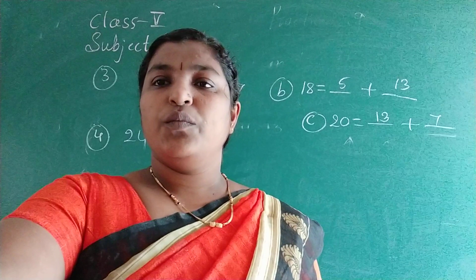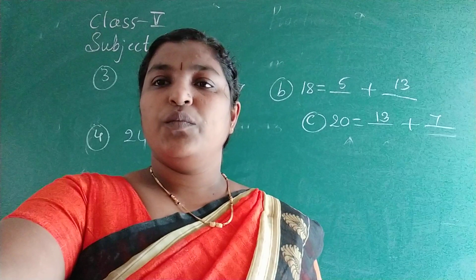So B, 18 is equal to dash plus dash. See the prime numbers. 13 plus 5, can we do? 5 plus 13. 18 is the number we should express in terms of prime numbers.